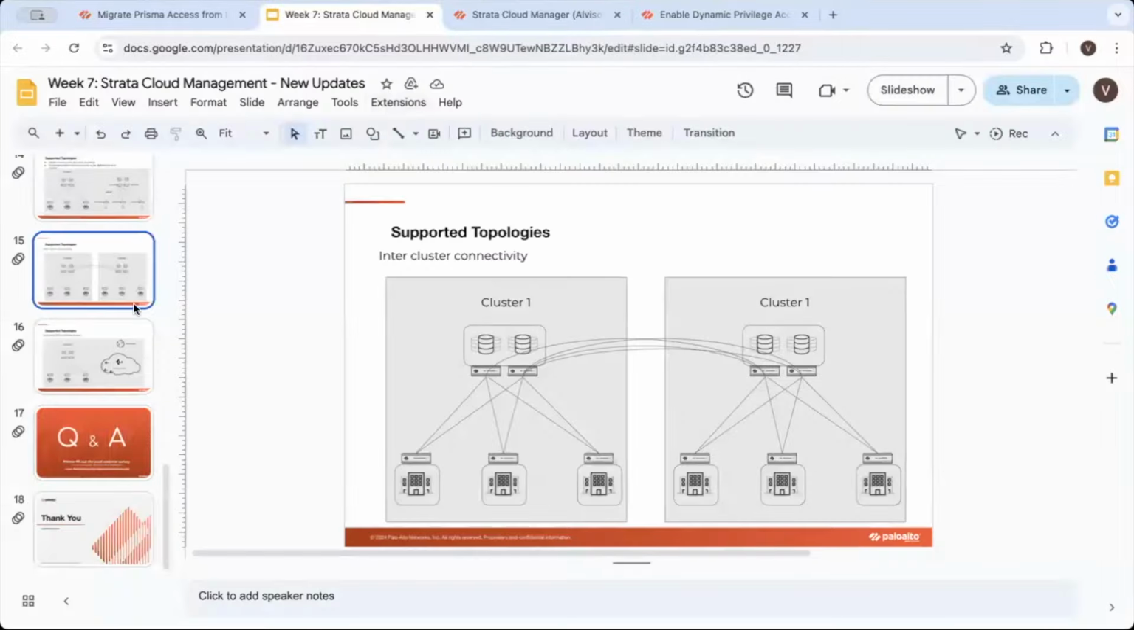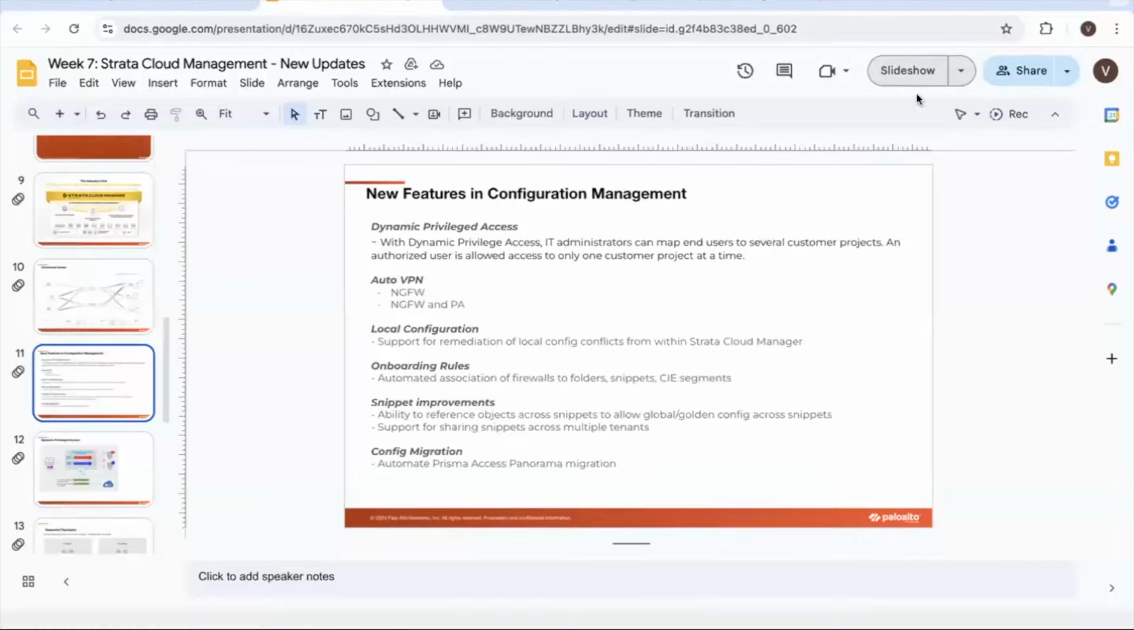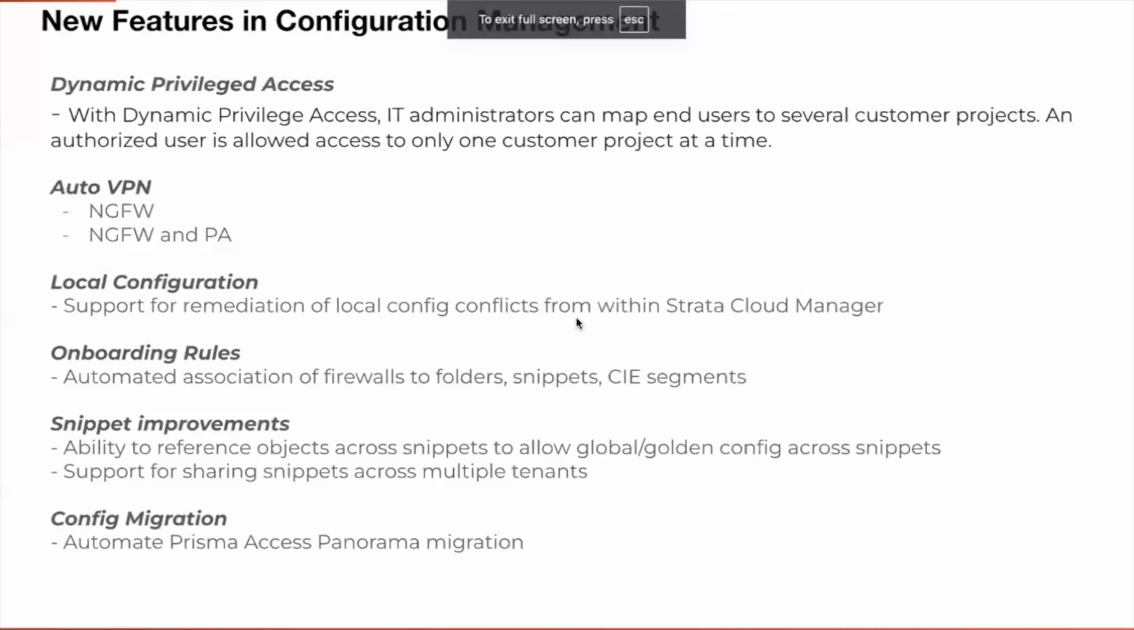So quickly jumping across a couple of other things that I wanted to cover apart from Auto VPN is we do support local configuration management today. The idea with local configuration management is whenever you onboard a firewall, if there are some local configs, you want to manage the local configs from Strata Cloud Manager. So you can manage that with Strata Cloud Manager today.